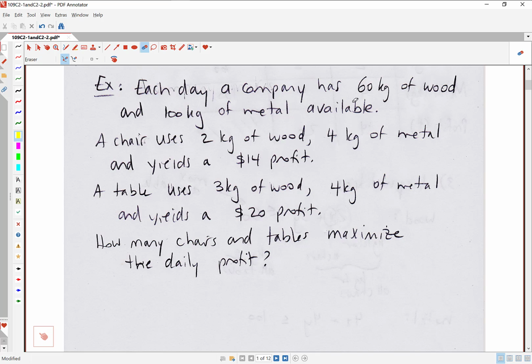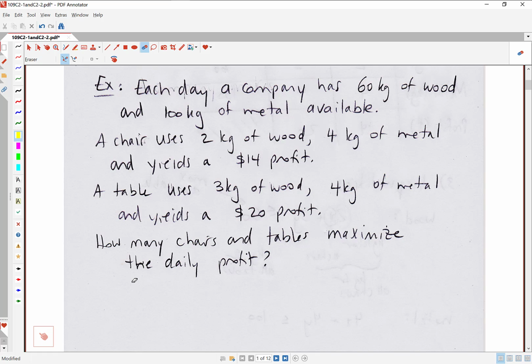Each day, a company has 60 kilograms of wood and 100 kilograms of metal available. A chair uses a certain amount of wood, a certain amount of metal, and yields a $14 profit. A table also uses a different amount of wood, a different amount of metal, and yields a $20 profit. How many chairs and tables maximize the daily profit?